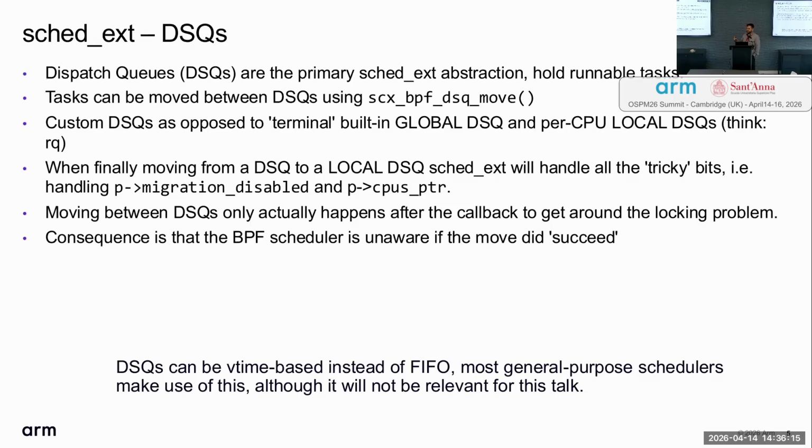And moving between the DSQs and into a local DSQ won't happen when you use the kfunc, but usually after the callback returns, just to get around the locking problem. So basically kernel style locking is not an issue at all for the BPF scheduler. That is the main abstraction I think that DSQs try to provide. And obviously, you can't really do kernel style locking with BPF while still having the guarantees in place.